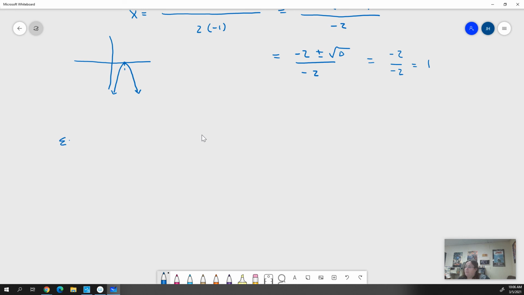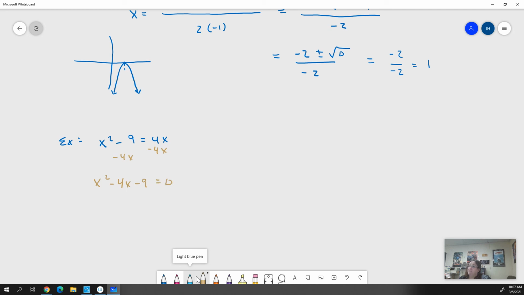So our next example won't break down evenly. The square root won't be a perfect square. Here I have x squared minus 9 equals 4x. I'm going to put this in standard form by subtracting 4x from each side, and I can rewrite this as x squared minus 4x minus 9 equals 0.